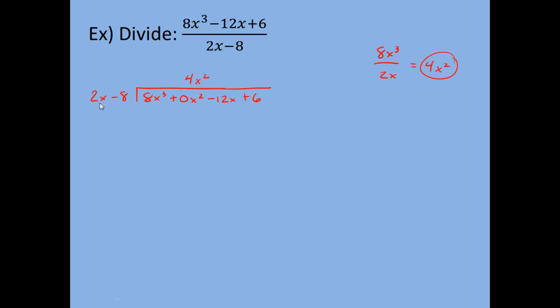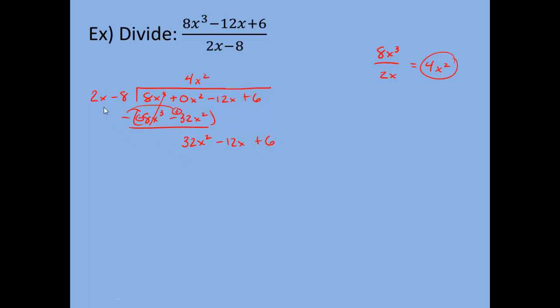So I have a 4x squared times a 2x, which makes that an 8x to the third power. And I got a 4x squared times a negative 8, which makes that a negative 32x squared. And remember, we're subtracting this whole thing. Distributing the negative sign through. A negative times a positive makes us a negative 8x cubed. A negative times a negative makes us a positive 32x squared. And 8x cubed minus 8x cubed cancel out. 0x squared plus 32x squared gives us a 32x squared here. Everything else just drops down. So we got minus 12x plus 6.